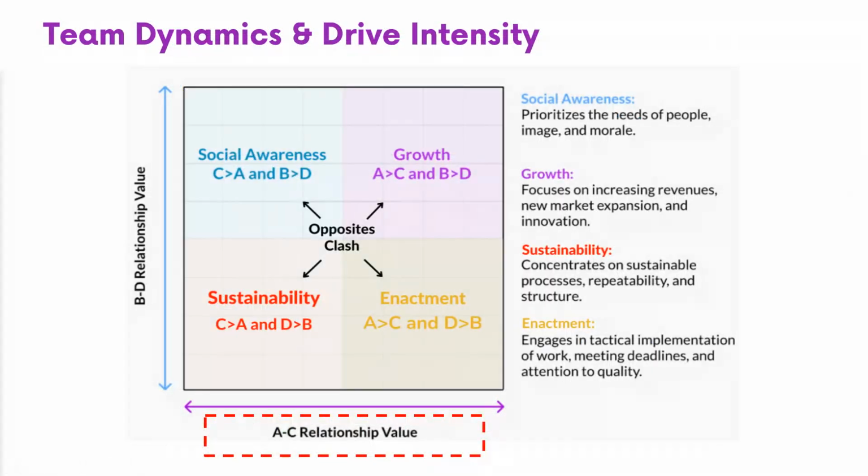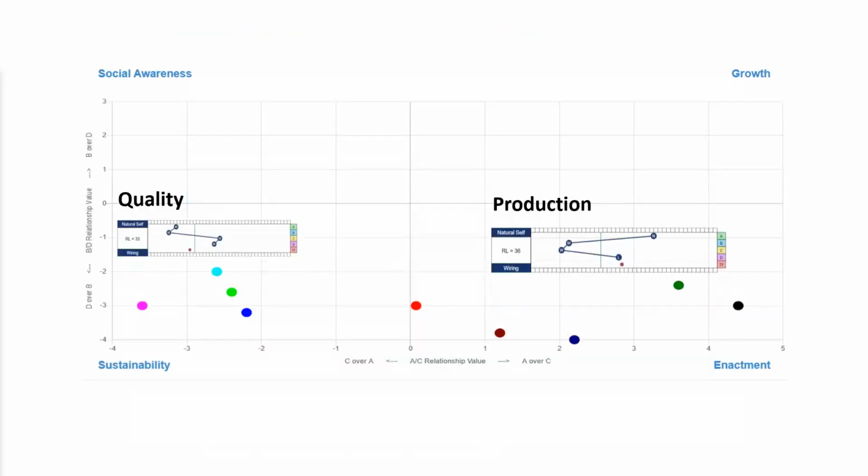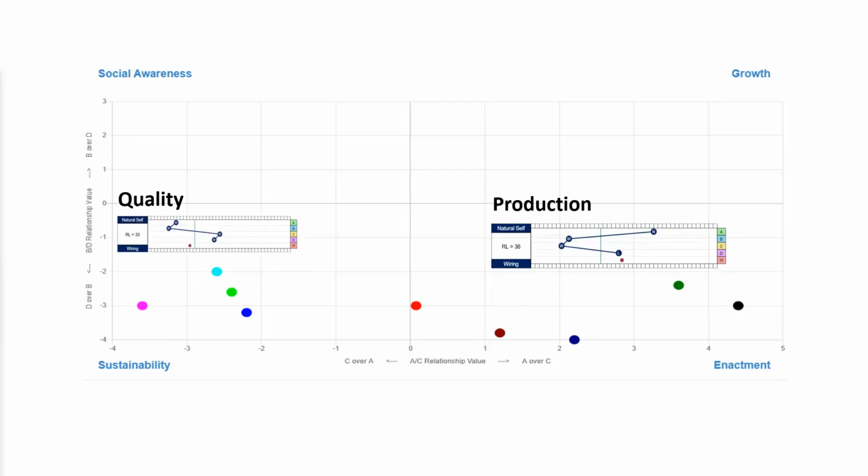Now, when you look at the production and quality teams, because of the intensities on the production team, that average is within the enactment quadrant. Whereas the quality team has 4 individuals, but look at the gap between quality and production. A lot of that gap is driven by the A drive and the B drive. You have a lot of lowest Bs within quality, and a lot of lowest Bs within production.